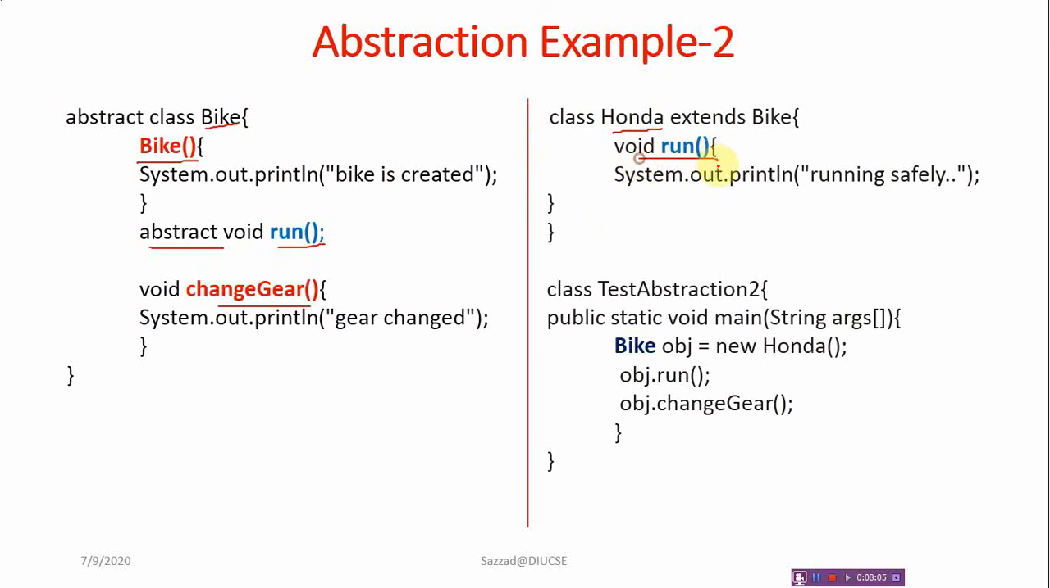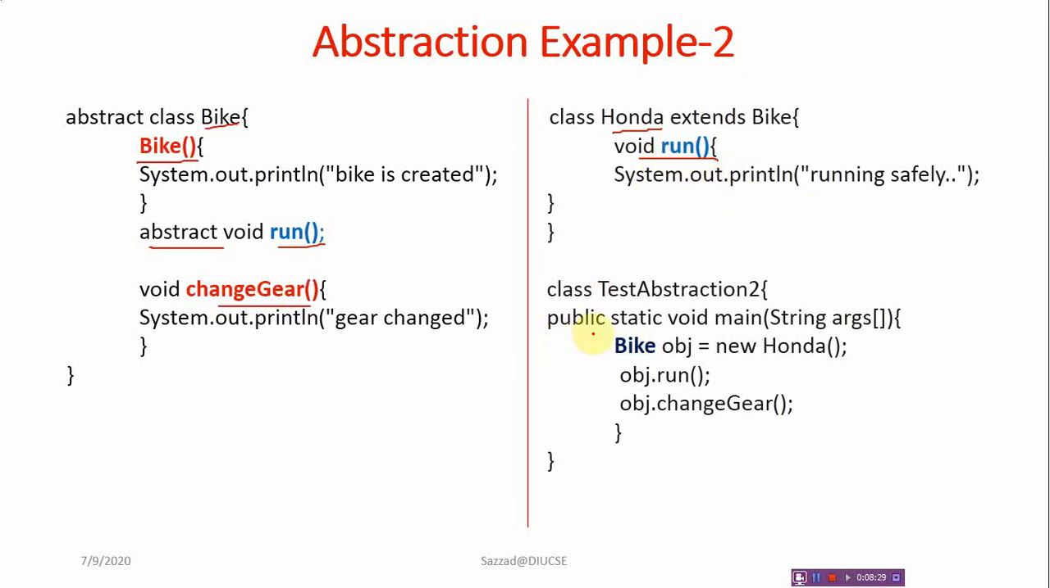So the abstract method is implemented here, but it is not necessarily true that the non-abstract method also needs to be implemented. No, it is not necessarily true. But what is the main condition? That it needs to implement all the abstract methods. If there is more than one abstract method, then it needs to implement all the abstract methods here.